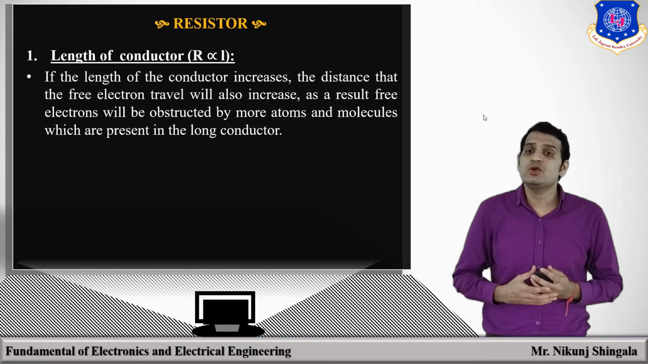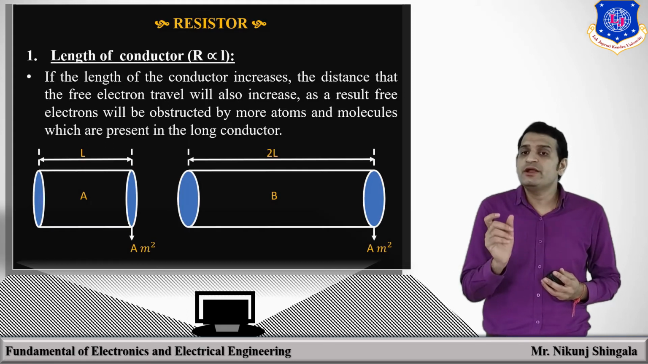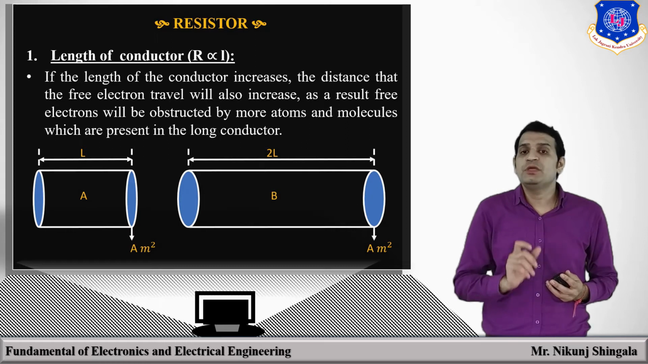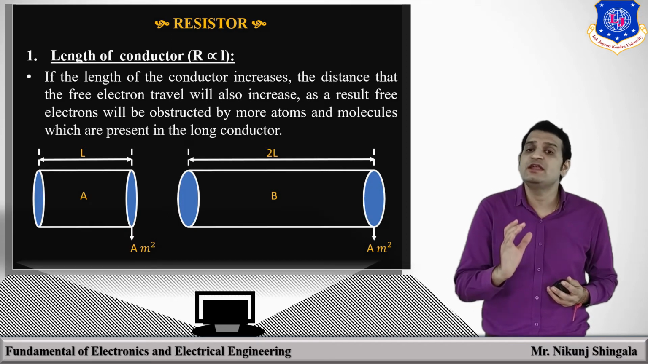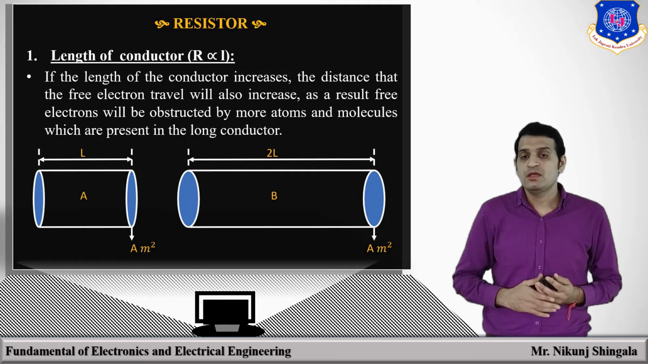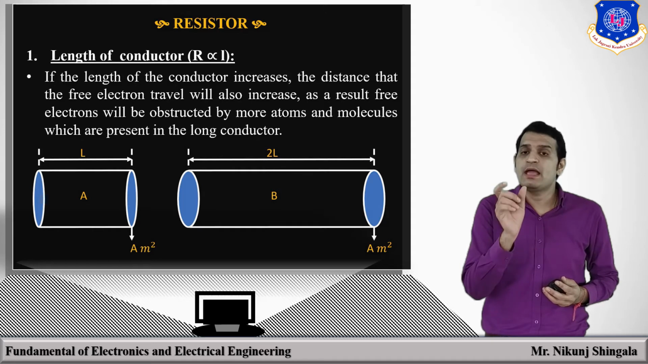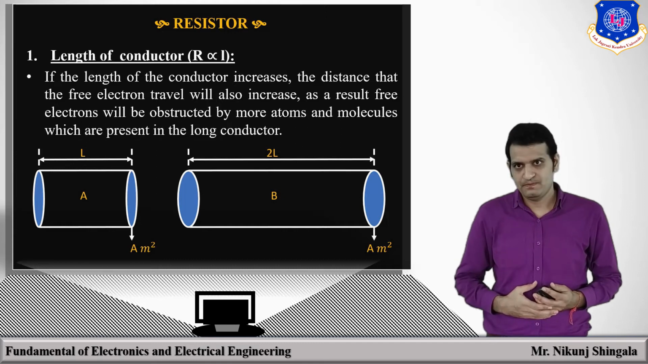Here you can see there are two conductors, conductor A and conductor B. The length of conductor A is L, and the length of conductor B is 2L. Both have the same cross-sectional area, that is A meter square, and both are made of the same material. So the resistance offered by conductor B will be double the resistance offered by conductor A in this particular case.